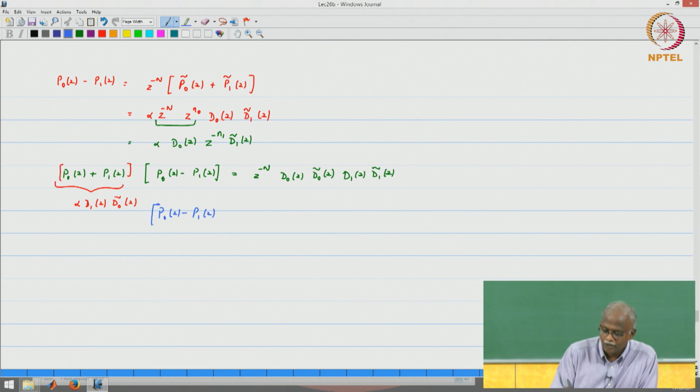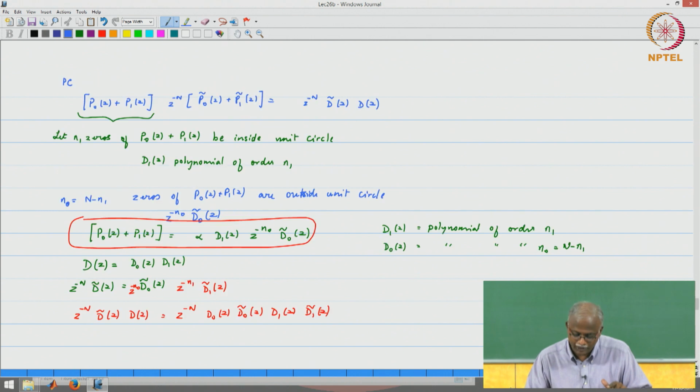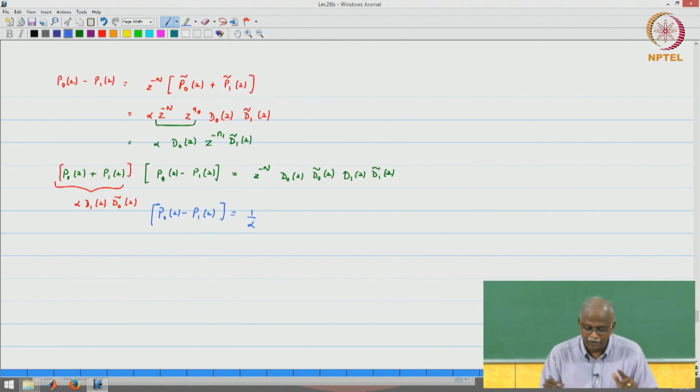Okay. So, take this to the other side, you will have 1 over alpha. Did I make any mistake? If I have made any mistake, just let me know. z power minus n naught is also there. Okay. So, there is a z power minus n naught. So, take it to the other side, what you will be left with is d naught of z, z power minus n1 d1 tilde of z.